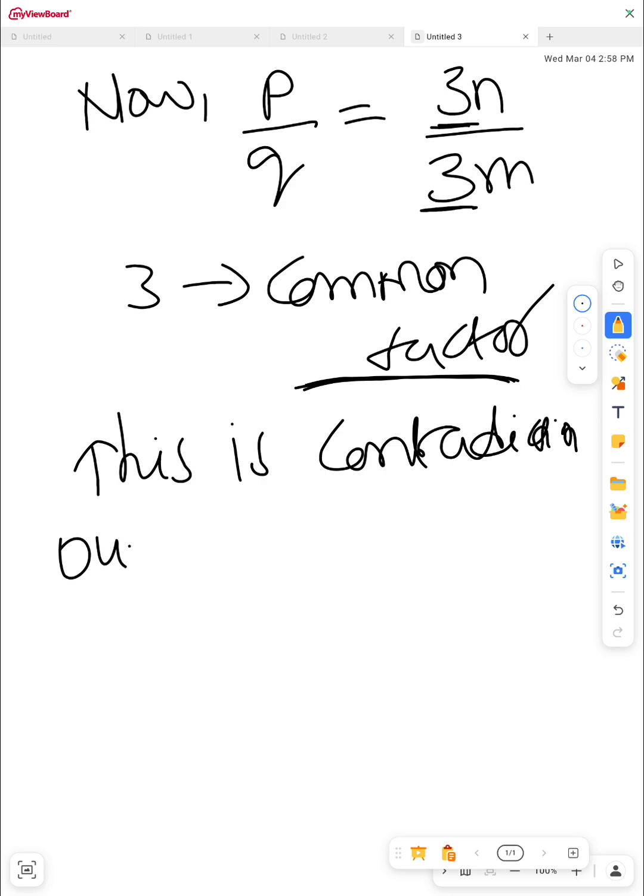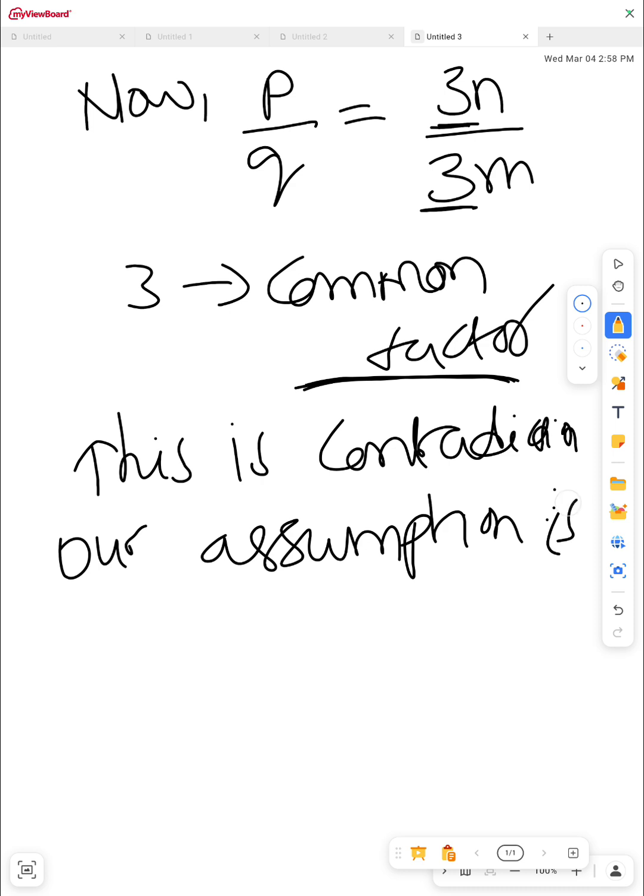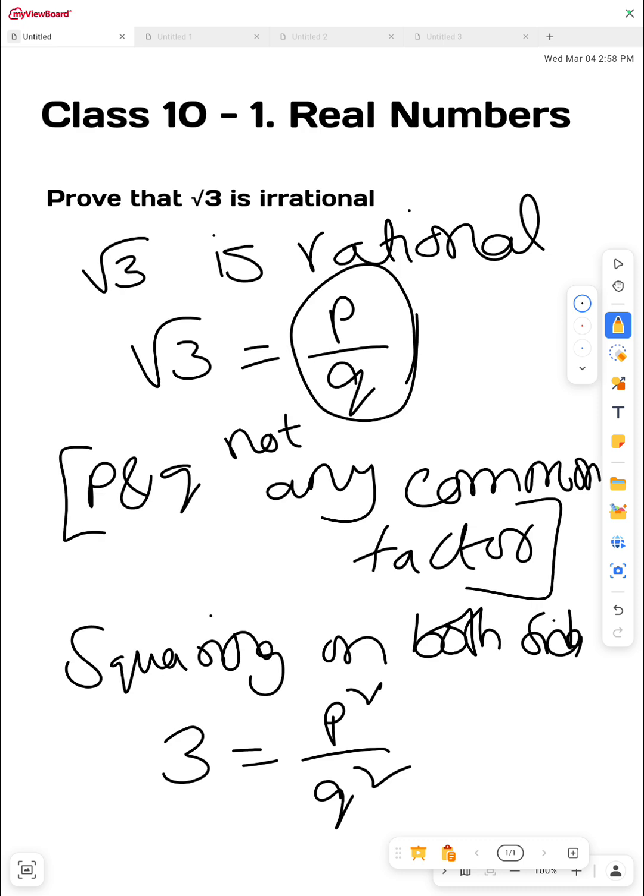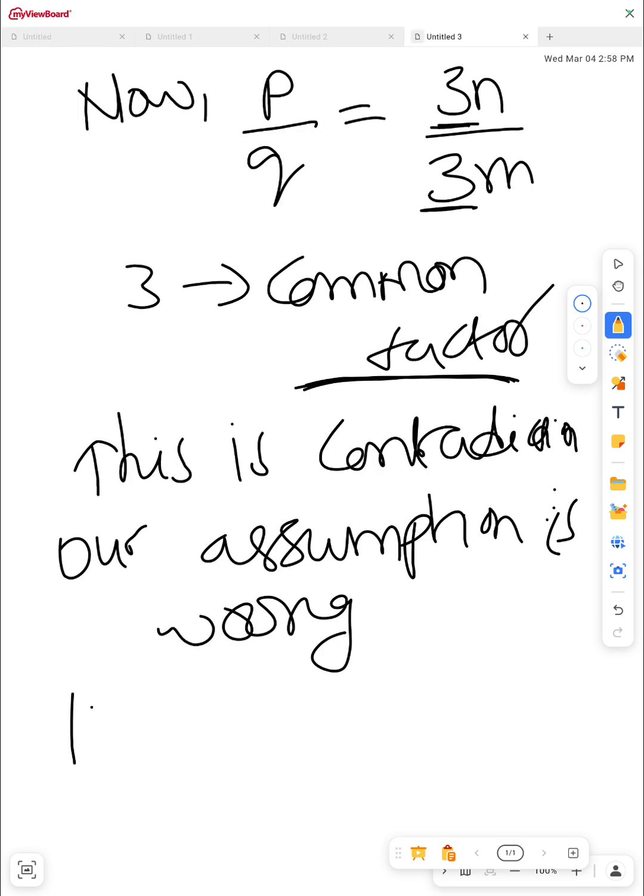So our assumption is wrong. What is our assumption? That root 3 is a rational number. So the assumption is wrong, which means root 3 is irrational. Hence proved that root 3 is irrational.